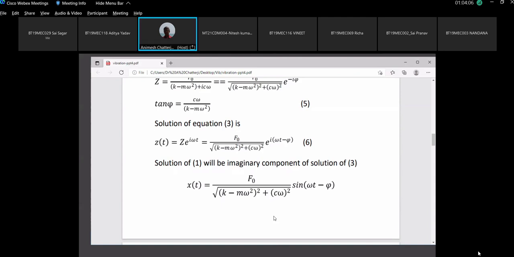Agree? Let me repeat again. If damping is absent, that means c is equal to 0, then vibration amplitude becomes infinitely large at omega is equal to omega n. Do you agree or disagree? Mathematically, are you getting it from this result or not? Yes, sir.